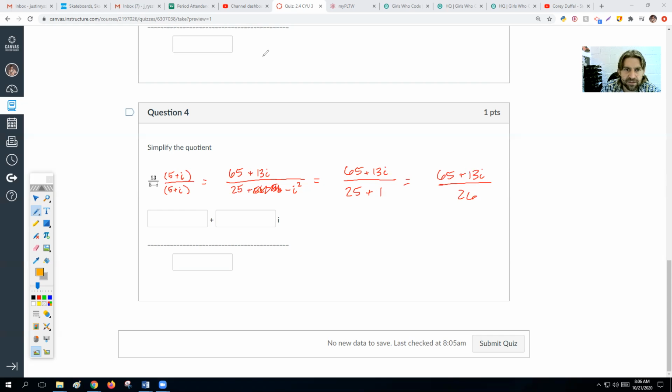Can we reduce those? Yeah, we can. We can divide those all by the same number. If I wanted to do that, I can divide them all by 13. 65 divided by 13 is 5. 13 divided by 13 is 1. So we have 5 plus 1i all over 26 divided by 13 is 2. Okay, guys. Hopefully this helped you out. You guys get the hang of this, and we'll see you around next time for the next section.